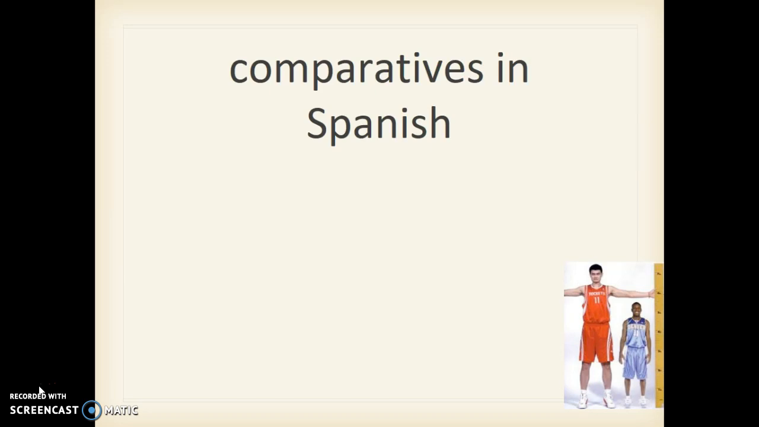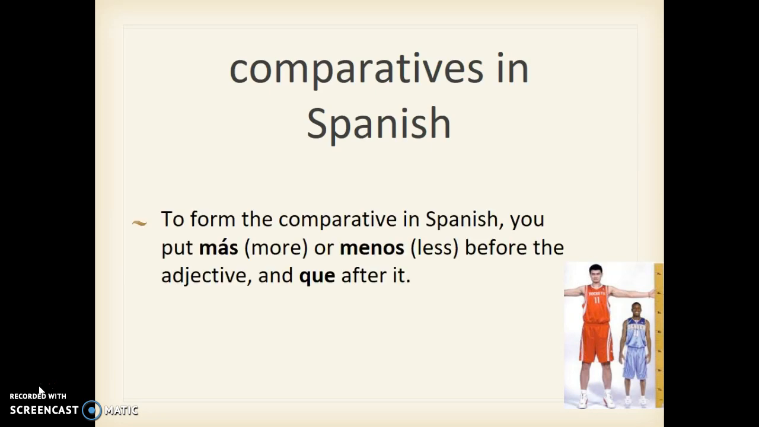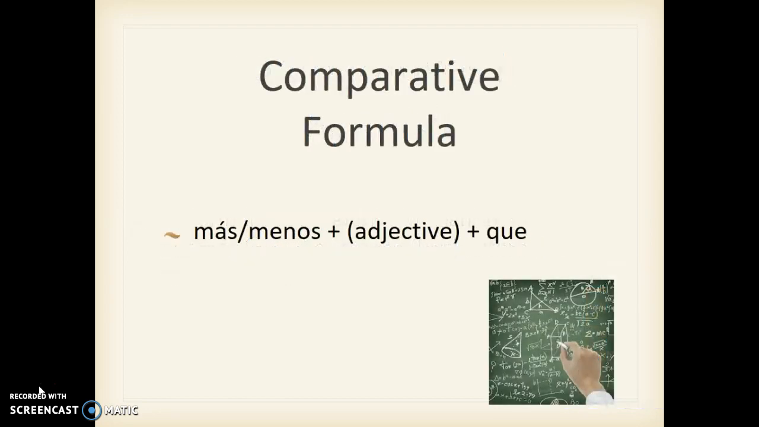Okay, so now let's practice or describe more in detail what a comparative is, and then we'll move on to superlative. Okay, so to form the comparative in Spanish, you have to put más, which equals more, or menos, which is less, before the adjective, and then you also have to put the word que after the adjective. So what does that look like? Here is a formula to help you form a comparative sentence.